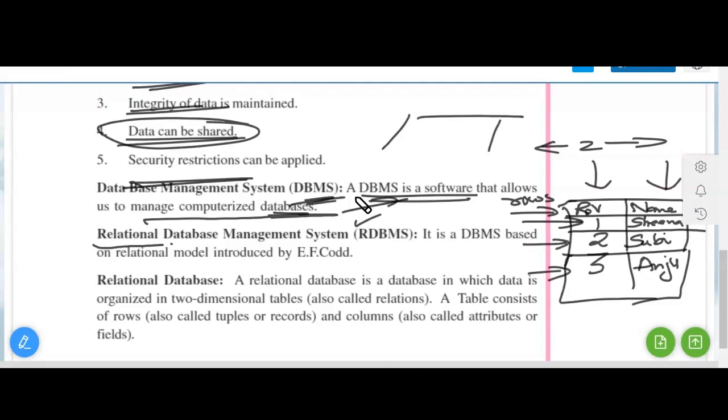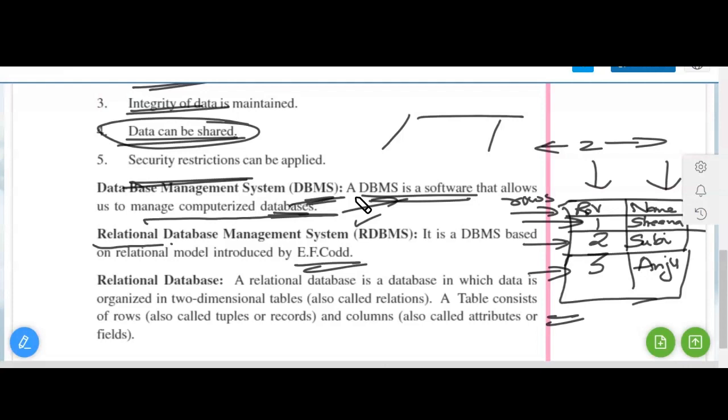Whenever data is shown in this table format, you call that type of data a relational database. That type of database is known as a relational database, which was introduced by Mr. E.F. Codd. So you have to remember this. The relational database management system was introduced by E.F. Codd. It's a very important question.